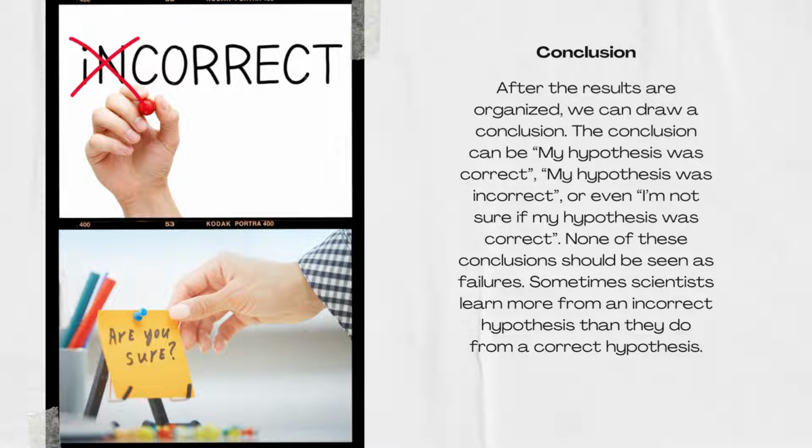After the results are organized, we can draw a conclusion. The conclusion can be, my hypothesis was correct, my hypothesis was incorrect, or even, I'm not sure if my hypothesis was correct. None of these conclusions should be seen as failures. Sometimes scientists learn more from an incorrect hypothesis than they do from a correct hypothesis.